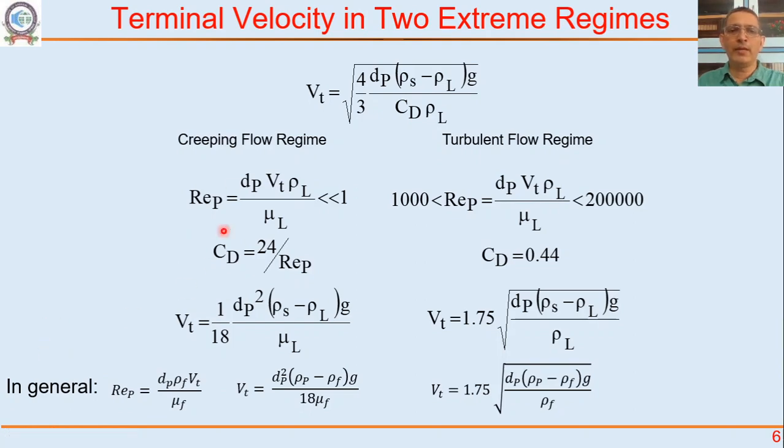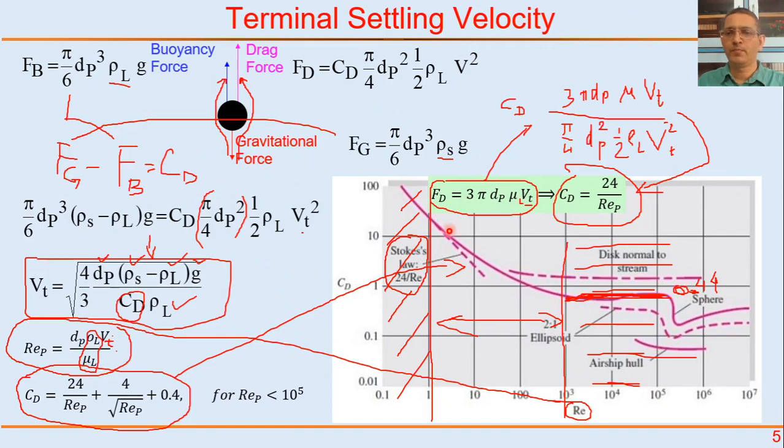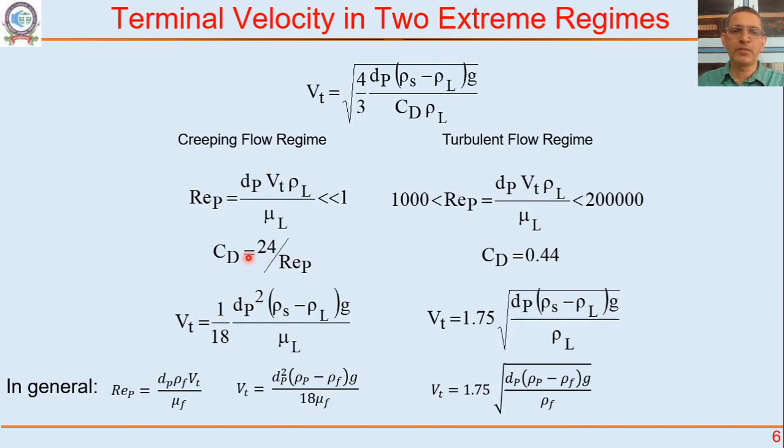Now let's look at one extreme, the creeping flow regime. Creeping flow regime means Stokes regime. Means CD is 24 by Rep. So you substitute CD equal to 24 by Rep here.